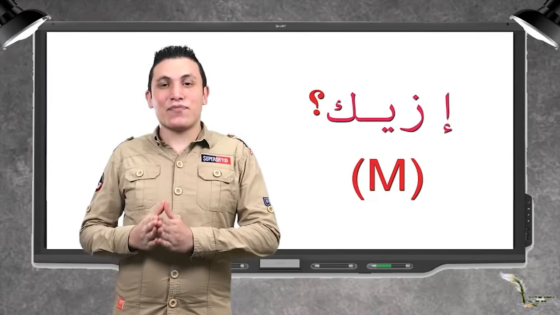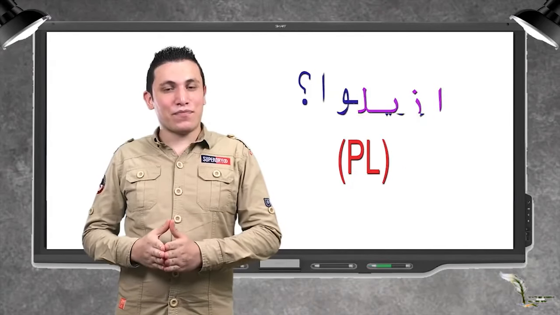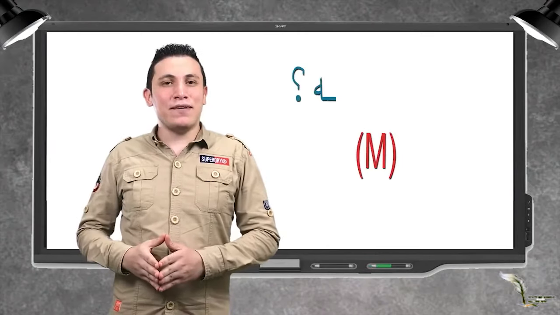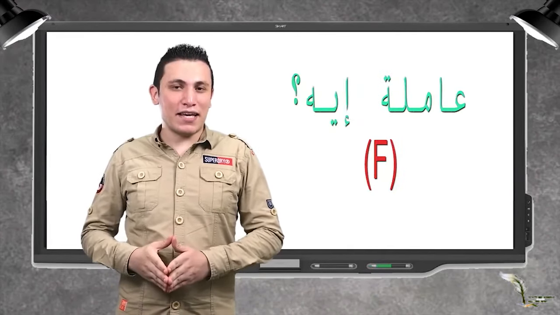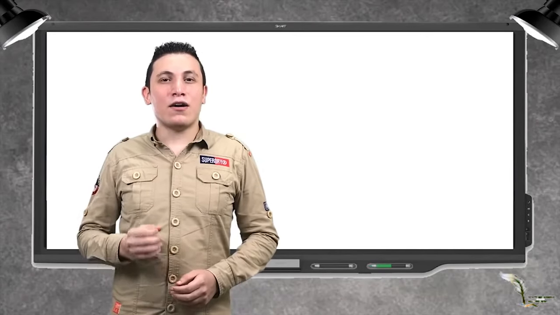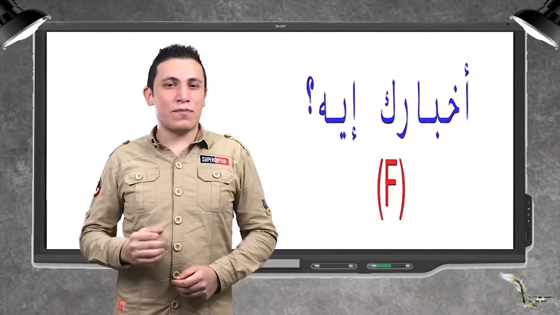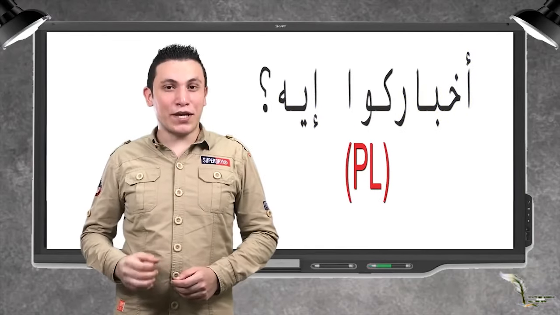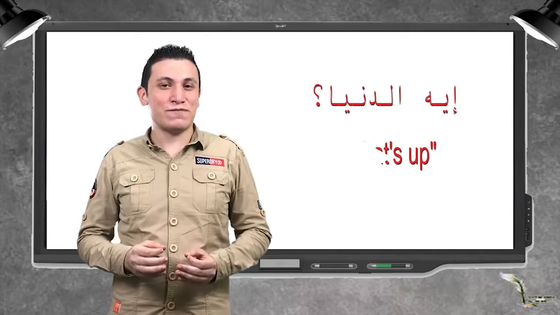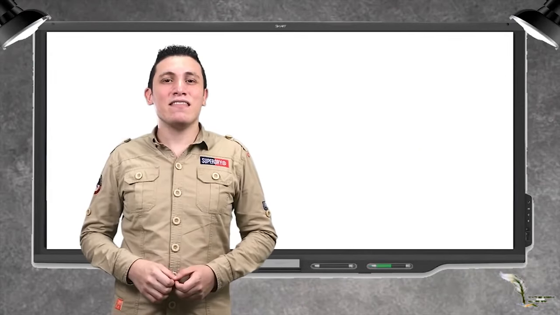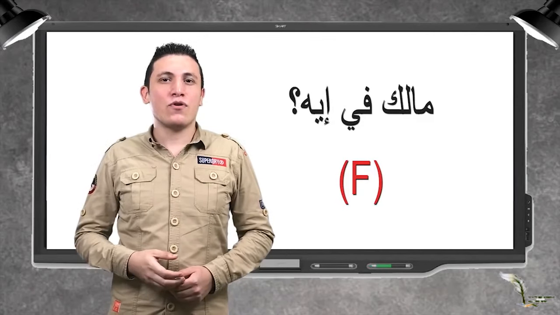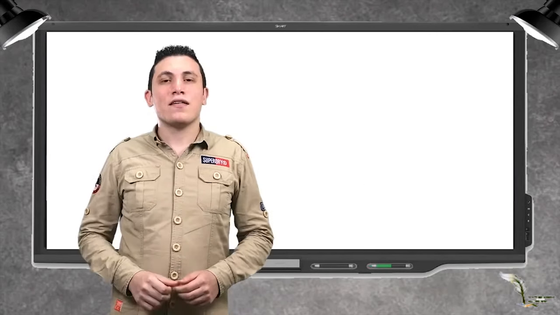ازيك, ازيكم. عامل ايه, عاملة ايه, عاملين ايه. اخبارك ايه, اخبارك ايه, اخباركوا ايه. إيه الدنيا, this is pretty informal. And مالك في ايه, مالك في ايه, or مالكوا في ايه.